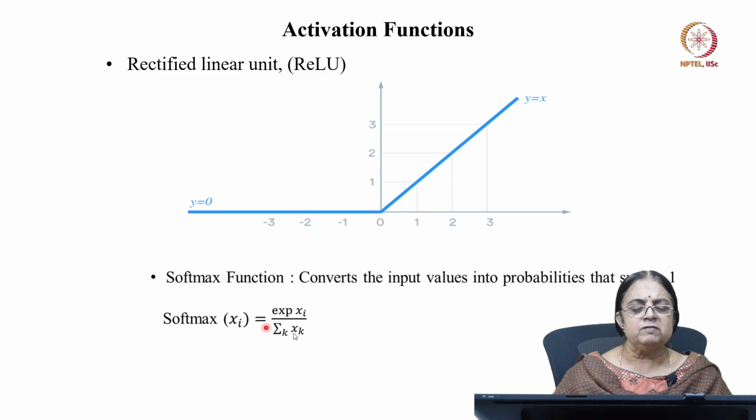And in the softmax function, you have different values of xi, and the probabilities of all the input values sum to 1. So what you are getting as the softmax of xi will be the probability of that output. Okay, so we will continue in the next session on the rest of the convolutional neural network.